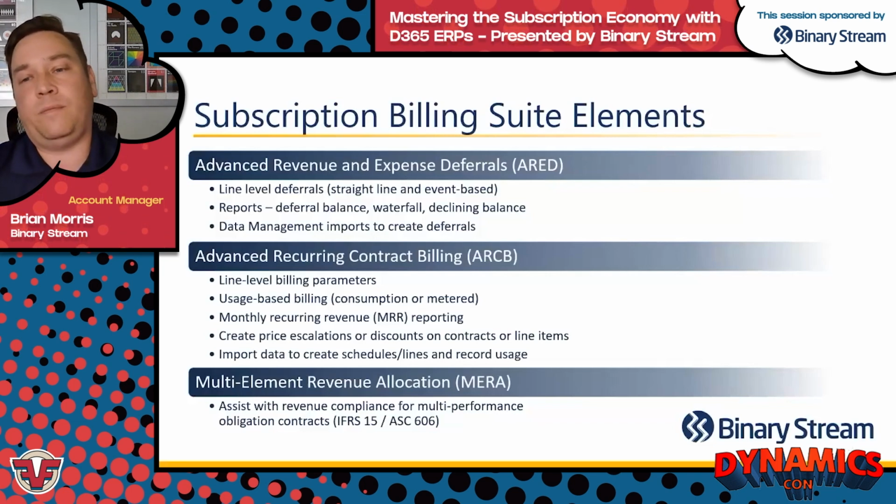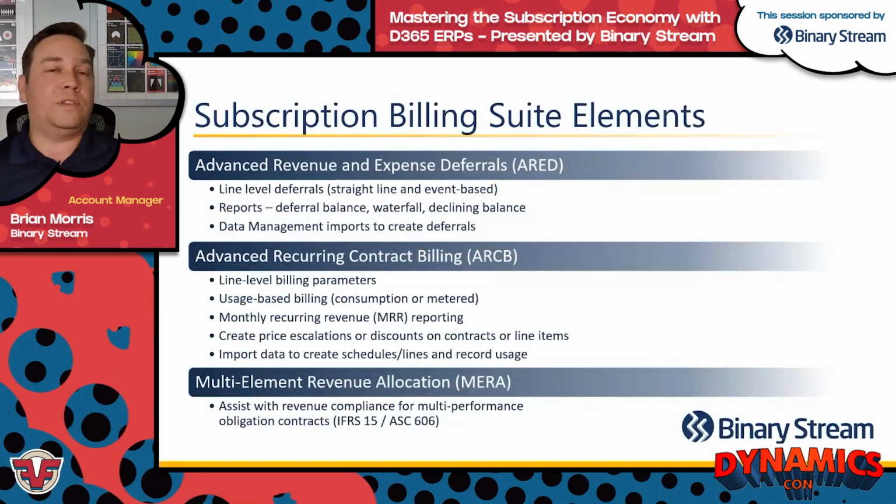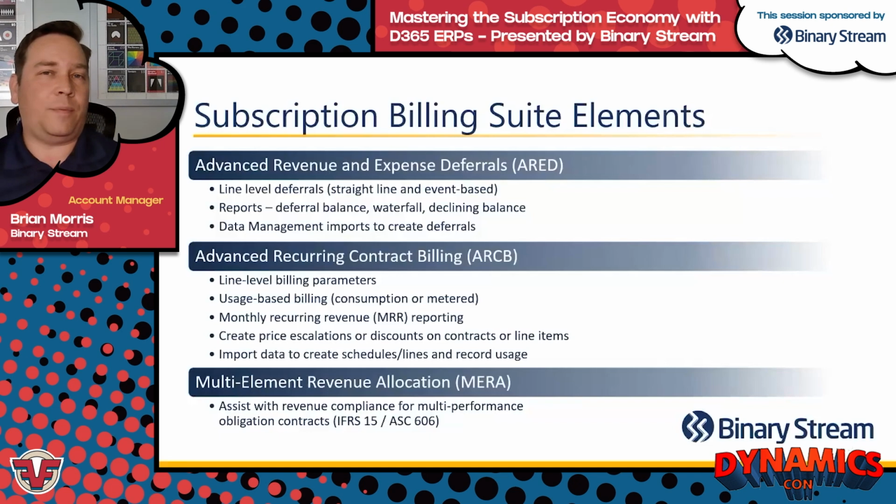The next component, and in my opinion, the major component of what we'll be focusing on today, is the advanced recurring contract billing, or ARCB product. That's basically the brains of the operation. Within ARCB, that's where you can specify exactly what's going to happen at the contract level. You can say that 10 items might be on the contract, maybe 2 of them are one and done, the other ones are annual and recurring.